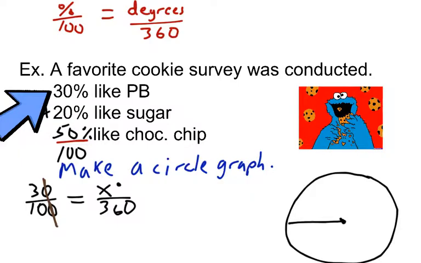How does that help me? Well, 10 will go evenly into 36. 10 times 36 is 360. Do the same thing to the top, and x is just going to be 3 times 36. 3 times 30 is 90, 3 times 6 is 18, so 90 plus 18 is 108. So x equals 108 degrees. And that's peanut butter.